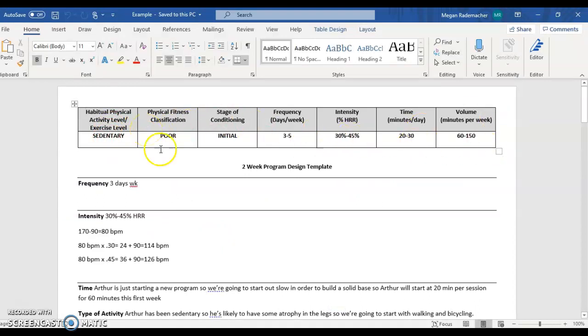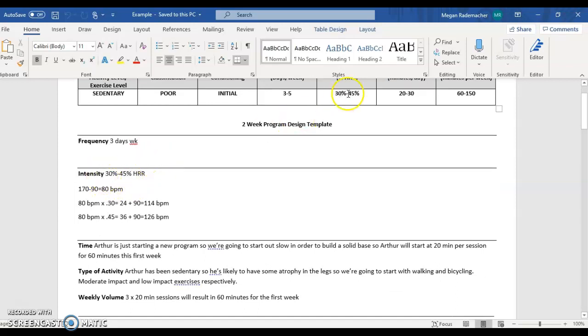Okay. So then down here is where I'm going to design specifically for my client, my recommendations based on this chart up here. So my frequency, I'm going to give Arthur 3 days a week of exercise. He's in really bad shape. He hasn't exercised for a long time. He's got high blood pressure. He's obese. He just has a lot of health issues going on. I'm really going to start with a minimal amount of physical activity, try to build that base and get him working up from there. So frequency, I'm going to go with 3 days a week.